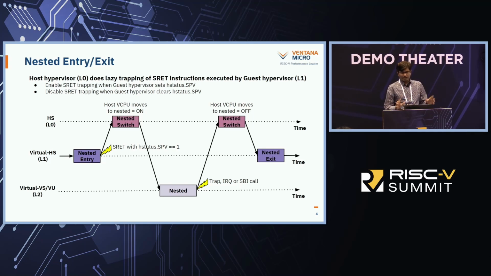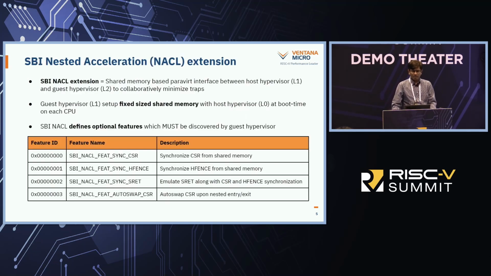So this is the vanilla nested virtualization, how it works in the RISC-V world, but we now want to accelerate this whole thing. Our approach is a collaborative approach where the guest hypervisor and the host hypervisor collaboratively minimize the traps that the host hypervisor has to process. We do this by having a shared memory interface between the host hypervisor and the guest hypervisor. Essentially, the guest hypervisor will set up a shared memory on each virtual CPU at boot time, and then use this shared memory to club the CSR accesses and the H instruction accesses.